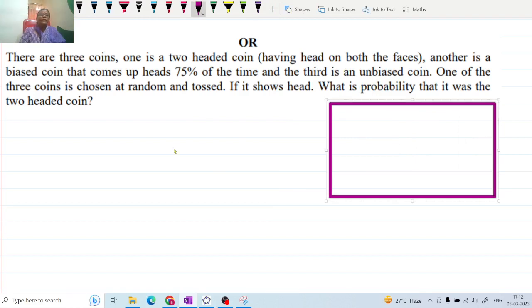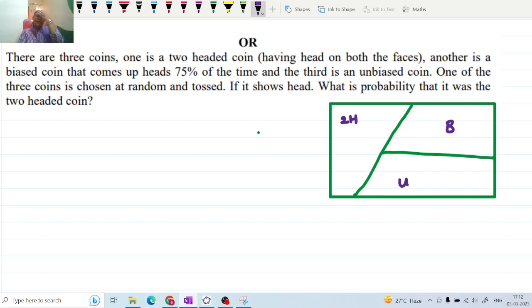It's a Venn diagram representing the events. What are the events in it? We have three types of tossing of coins. We have three coins. One is a two-headed coin, the other one is a biased coin, and the third one is an unbiased coin. The chances of tossing the three coins are the same. That means the probability of each is one out of the three, that is 1 on 3.